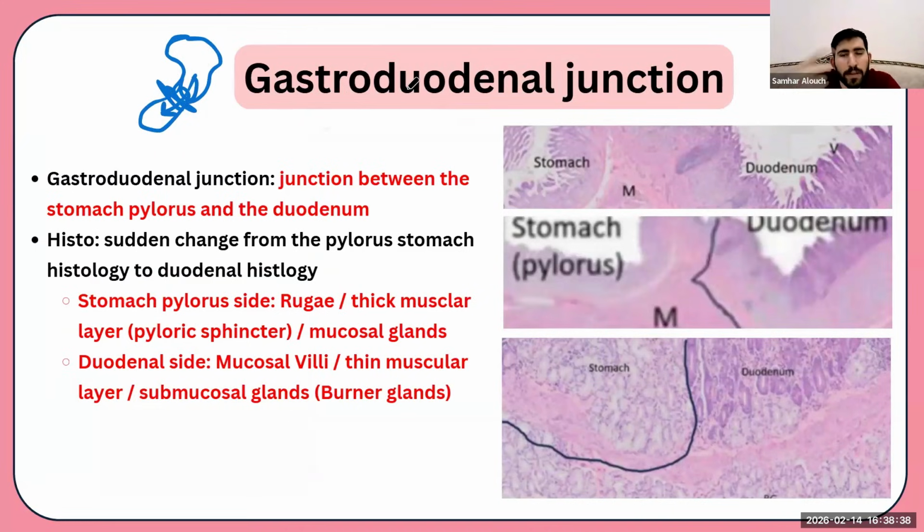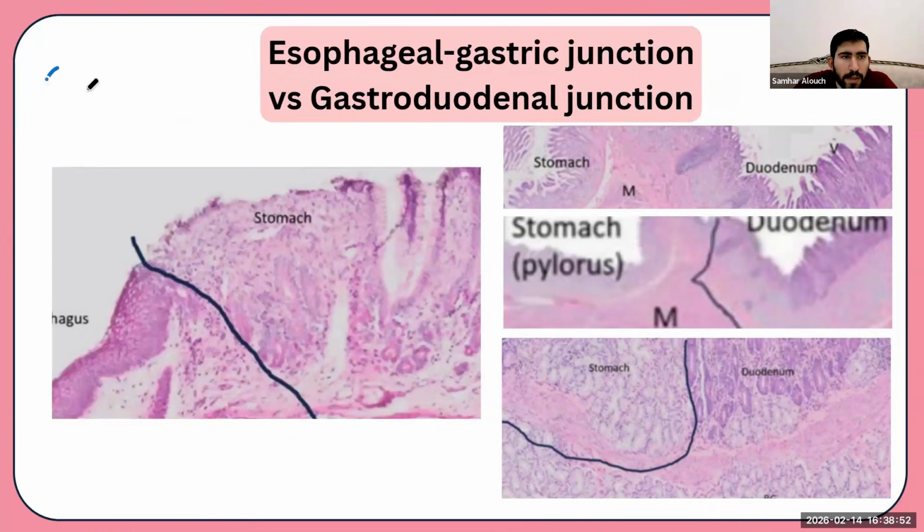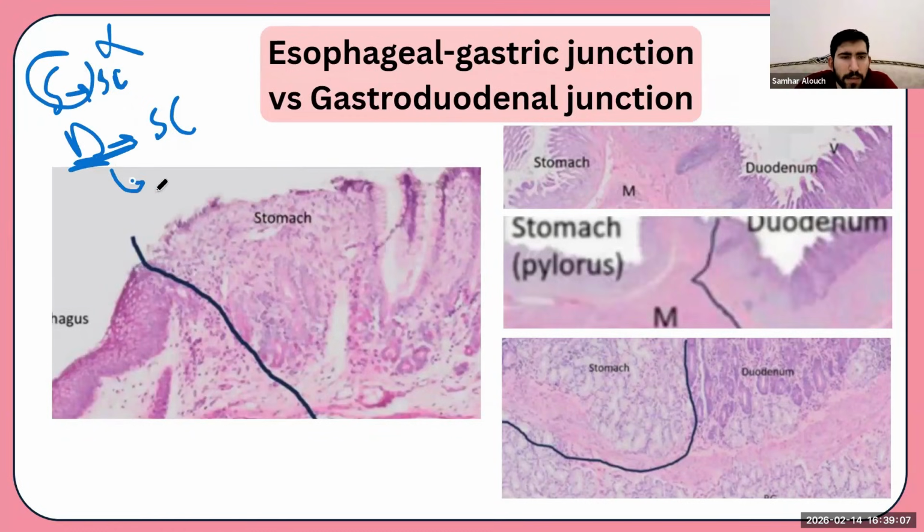But if we look at the gastro-duodenal junction, what will we see? We will see a sudden change from the gastric histology to the duodenal histology. It's tough to explain this without explaining the duodenal histology, but bear with me. So stomach histology is simple columnar epithelium. Duodenal histology is also simple columnar epithelium. So how will I differentiate between these two? The stomach has no submucosal gland. The duodenum has a very big submucosal gland called Brunner's gland. So that's how to differentiate.